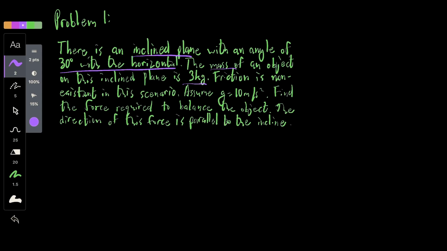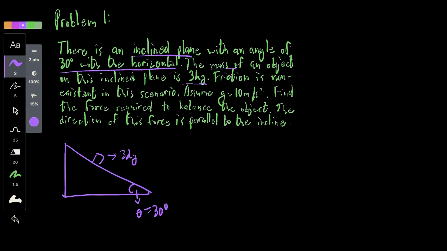So over here, I have a few things highlighted. So first, we have an inclined plane. So we already know we're going to be talking about what I talked about earlier in the video. So let's have this inclined plane of angle theta, which is equal to 30 degrees. Now the mass of an object on this inclined plane is 3 kilograms. And friction is non-existent. Assume g is equal to 10 meters per second squared.